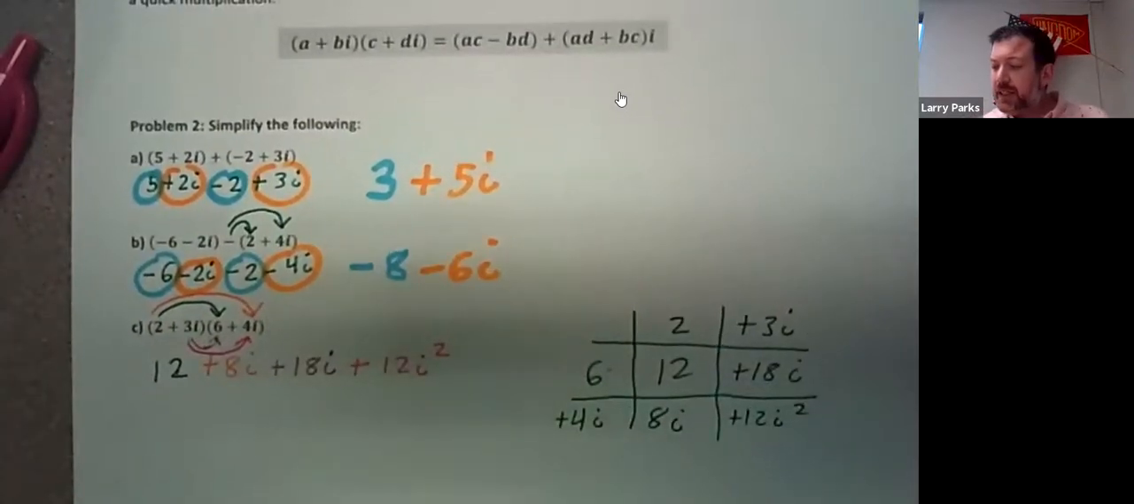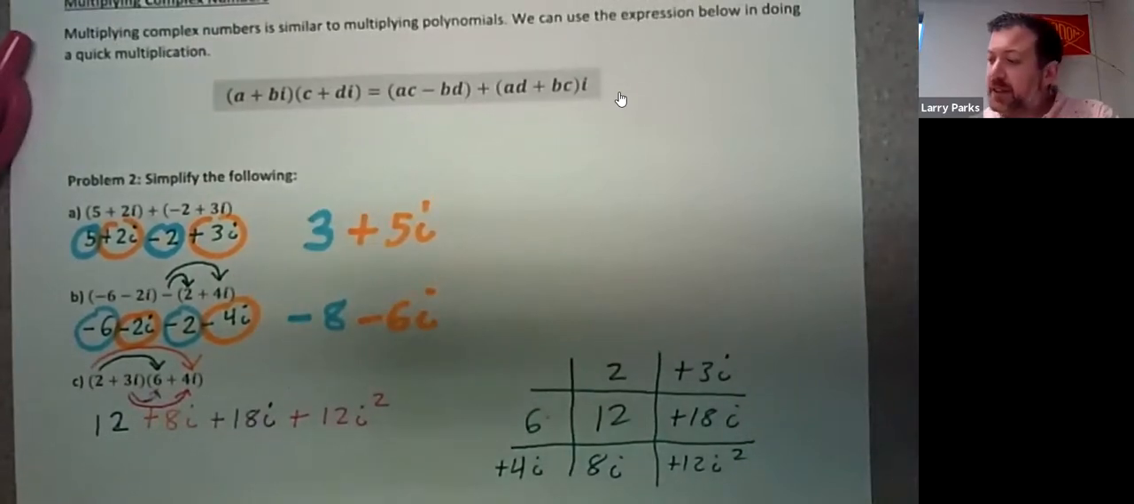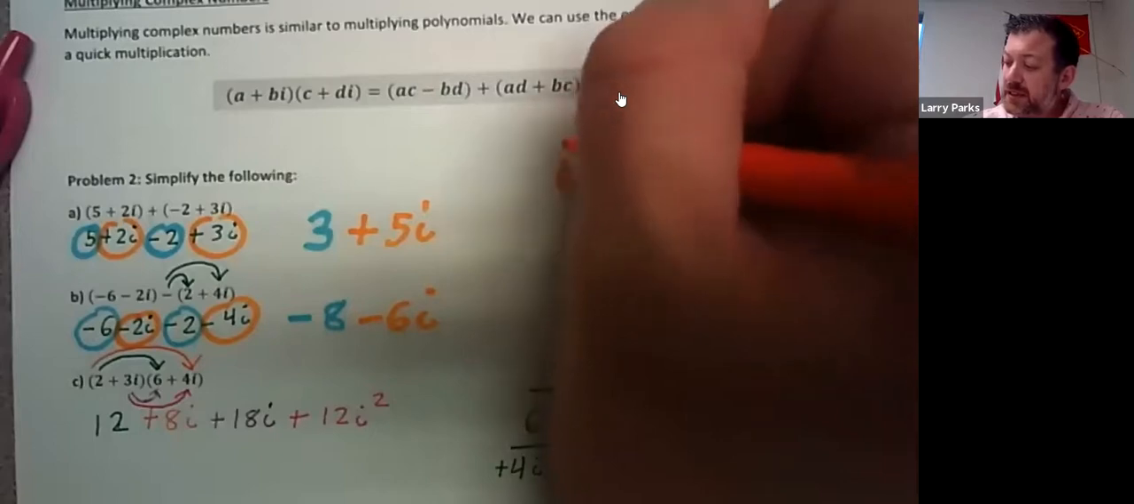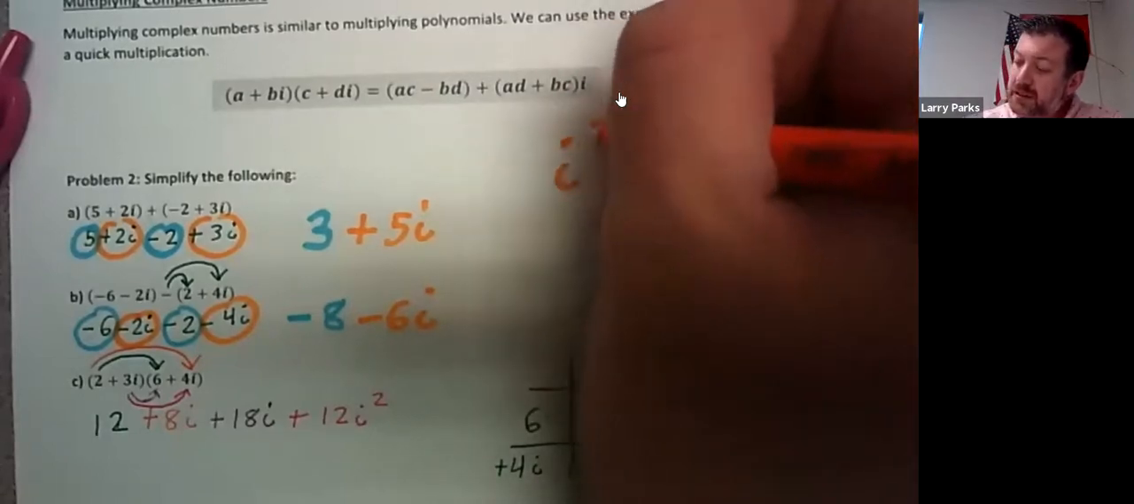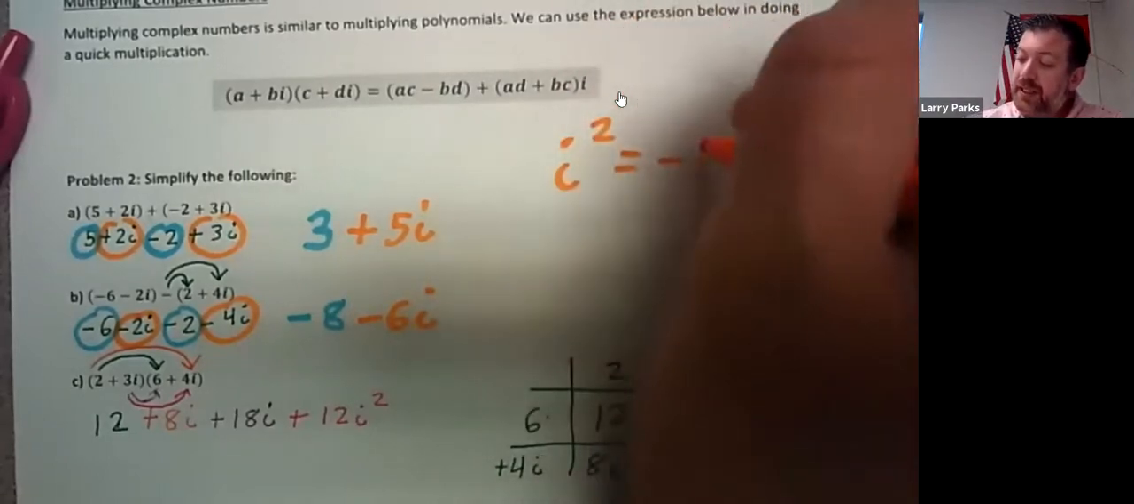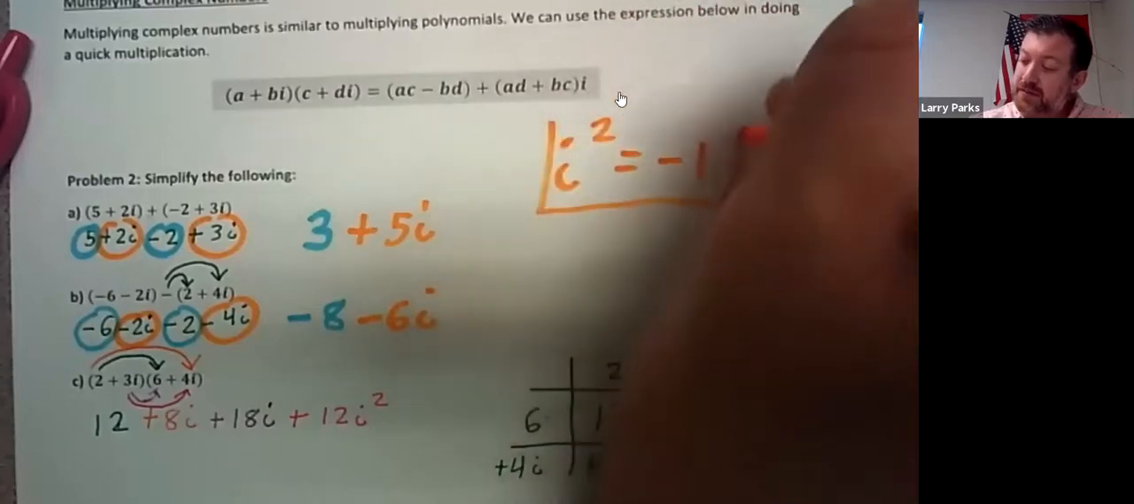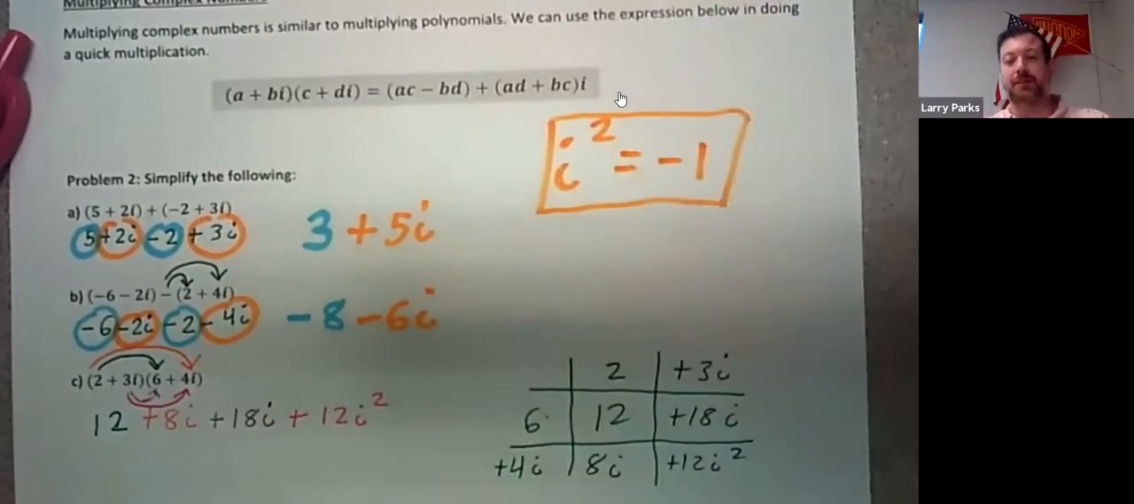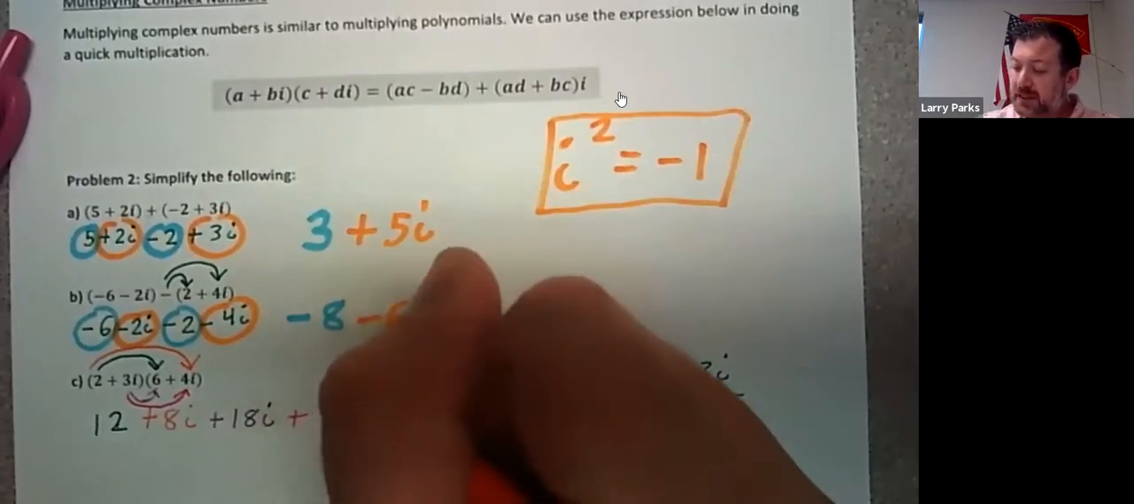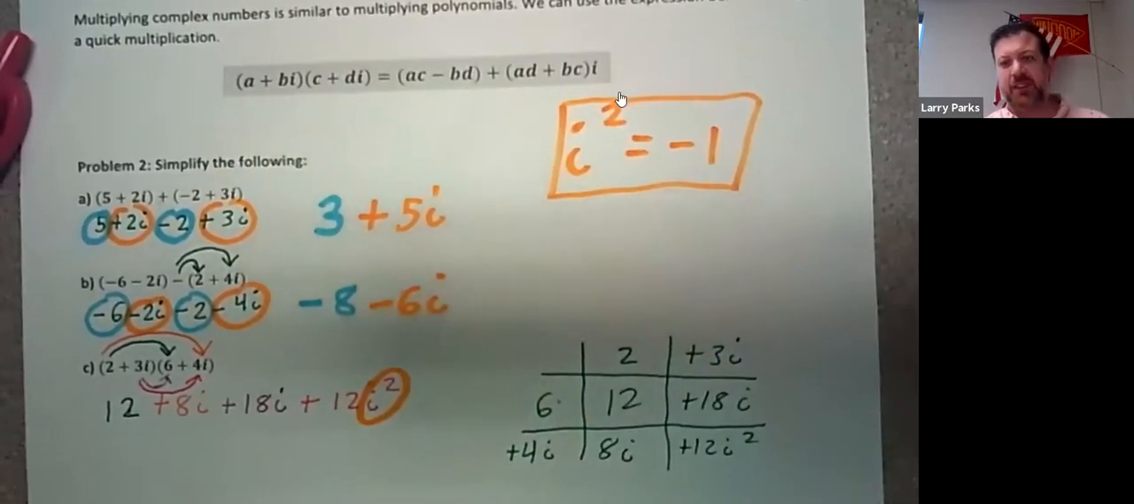Now from there, we need to know a very important property. And the property is, and I'm not sure if they put these in the notes, that i squared equals negative 1. If you take 2 i's and you multiply them, you get negative 1. So what that means is here, that is negative 1.